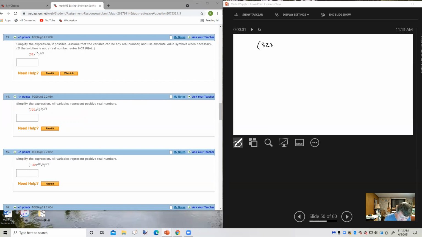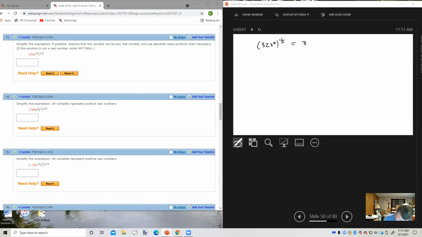32x to the 10th, the whole thing to the 1/5 power. It says, simplify the expression if possible. Assume that the variable can be any real number and use absolute value symbols when necessary. If the solution is not real, write not real. We're taking a 5th root, that's an odd root, so we don't need to worry.